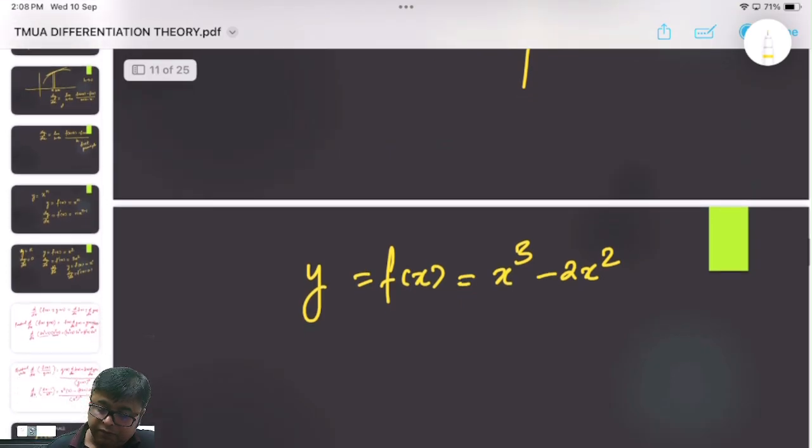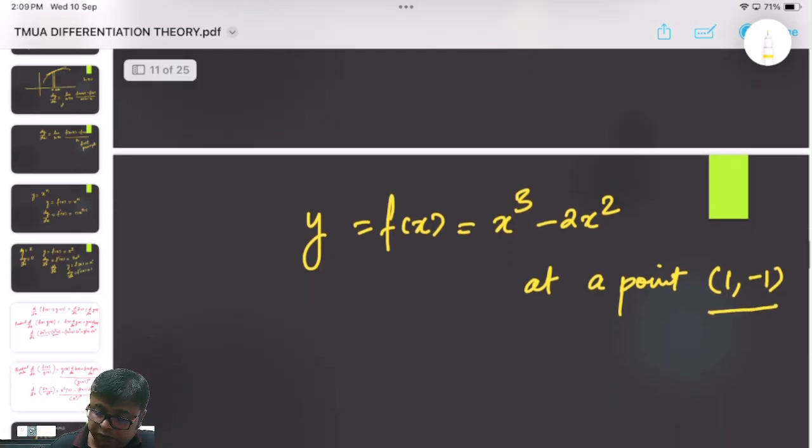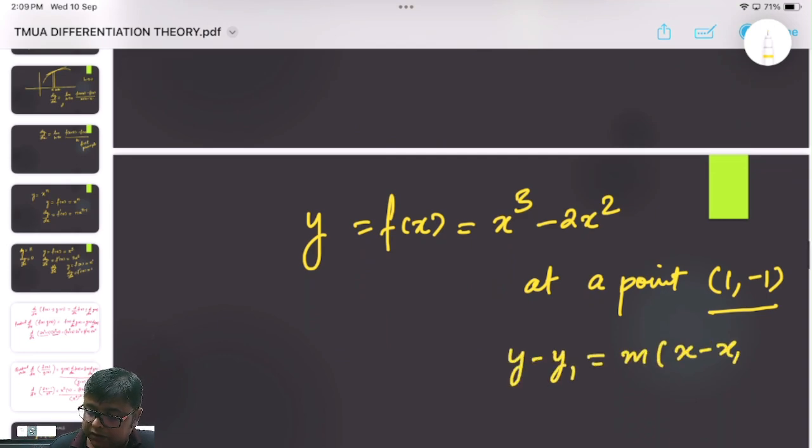Now they say find the equation of a tangent at a point on the curve which is (1, minus 1). So what I will do is, I know the point. How do we form an equation? We could form the equation y minus y1 equal to m into (x minus x1). This is the equation of a straight line, and this is what we use. The only thing is I know x1 is 1, y1 is minus 1. I just need to know the value of m, and that is the slope of that tangent.